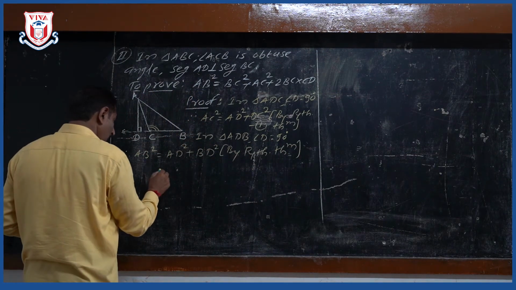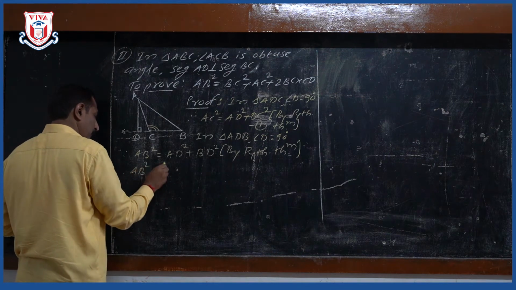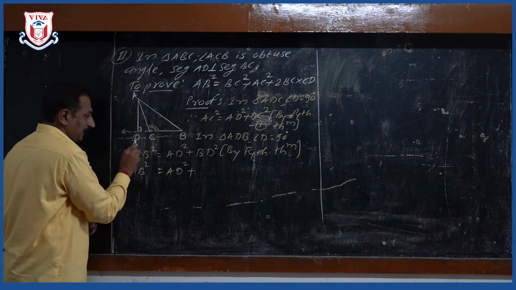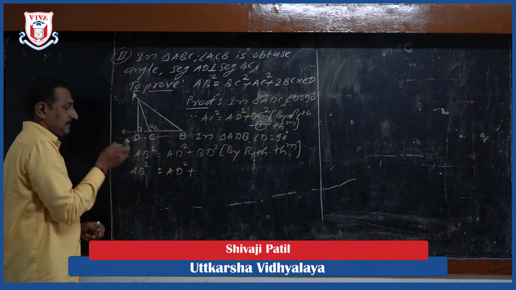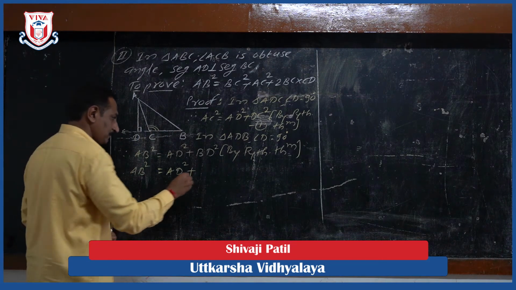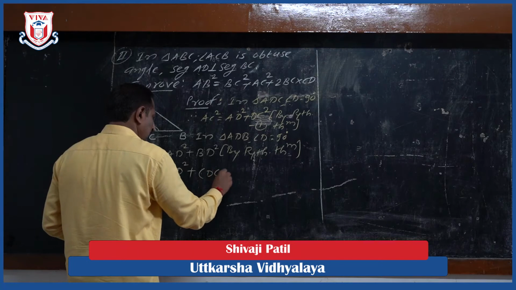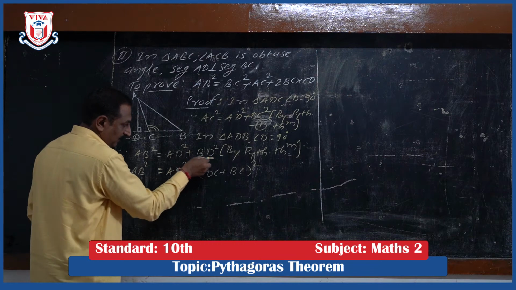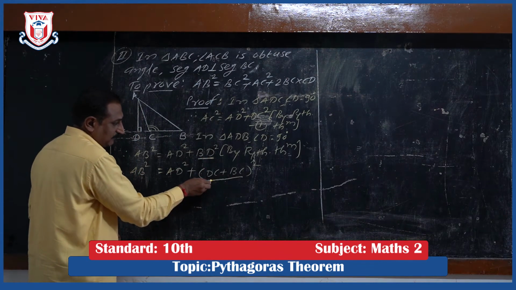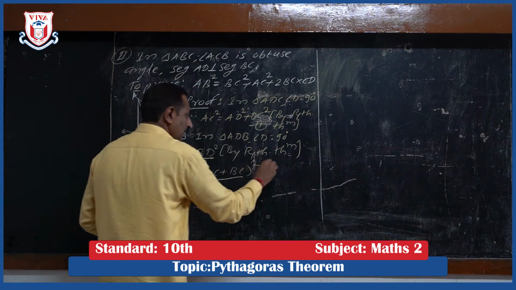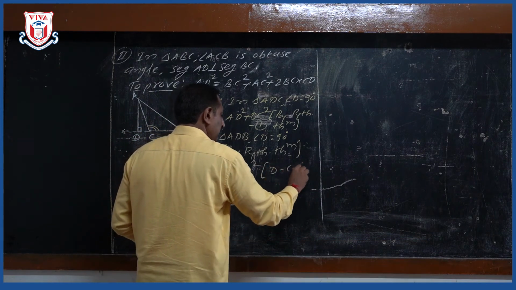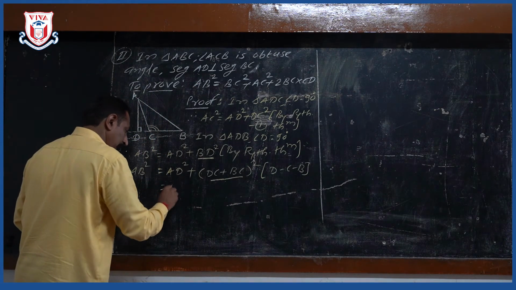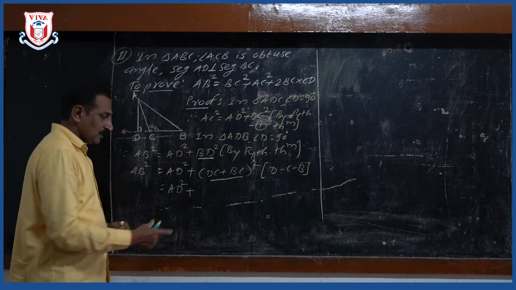Now, this AB square is equal to AD square as it is plus, instead of this BD, I write DC plus BC, (DC plus BC) whole square. The value of BD is DC plus BC, its square, reason: D-C-B betweenness.